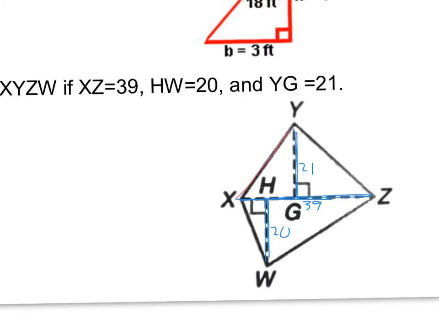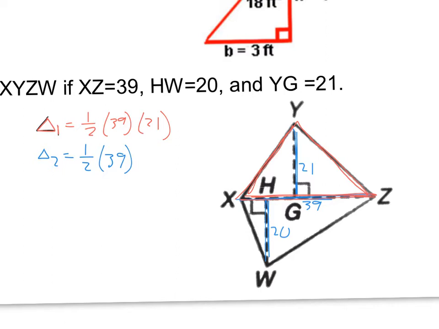So the trick here is to actually break this into two triangles. Right? We could do the top triangle and the bottom triangle and then add those two areas together. So triangle 1, the one that I did in red, is going to equal 1/2 the base. Well, the base is this distance along here, so it's 39 times the height, and the height is this distance here, it's 21. And then the bottom triangle, we'll call it triangle 2, that also equals 1/2. The base is still 39, but now the height there is 20. And so we're just going to work these both out.